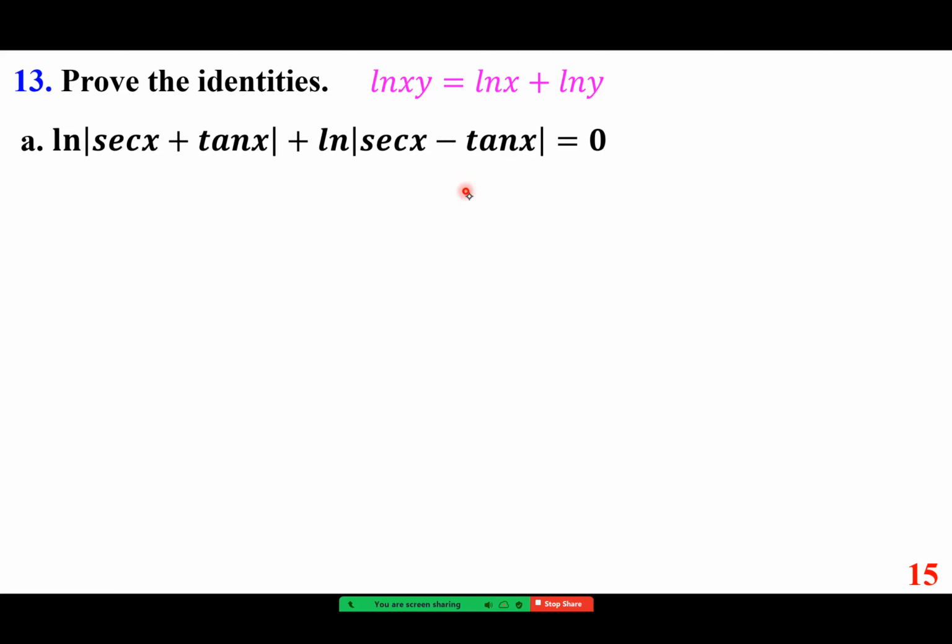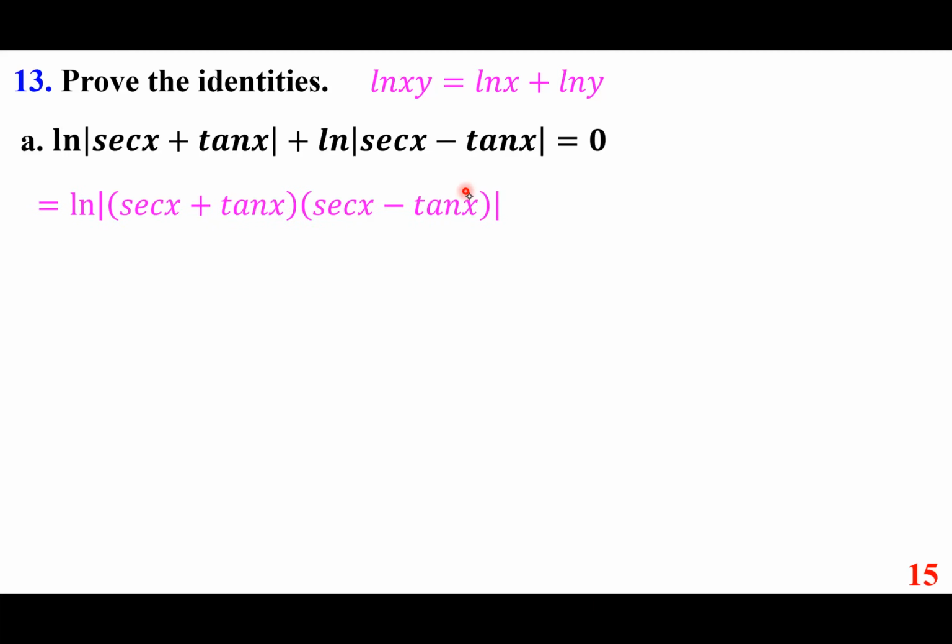And to prove that, we're going to write the left-hand side as the ln of the product. And we're going to work on that. Now, what happens is this is secant squared minus tan squared, as you know.